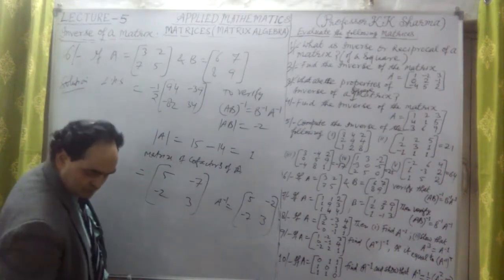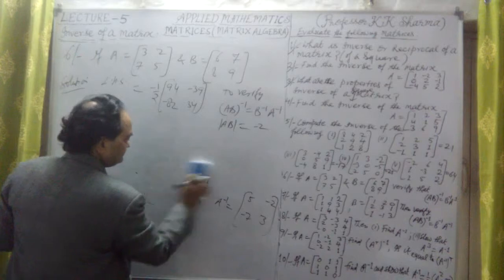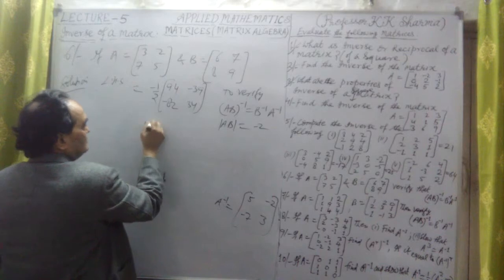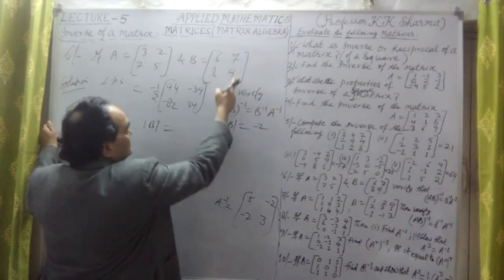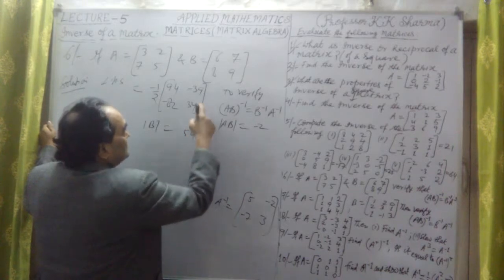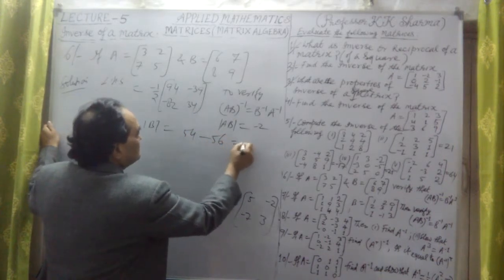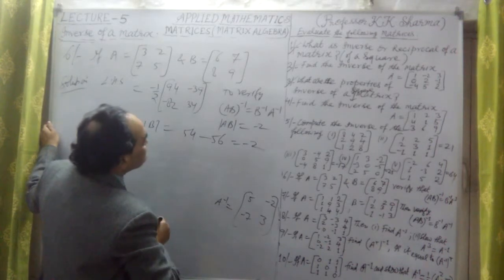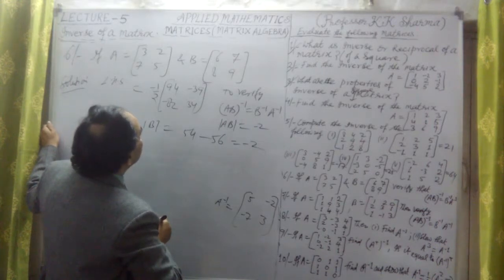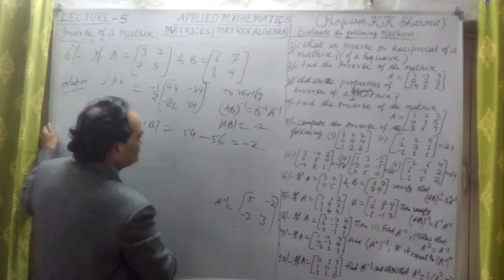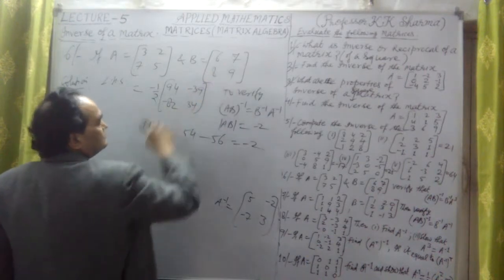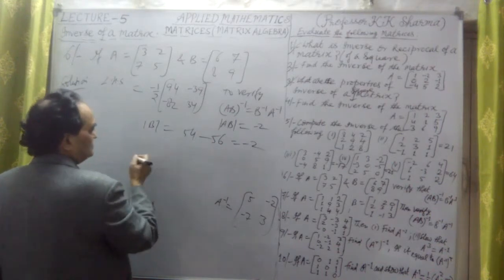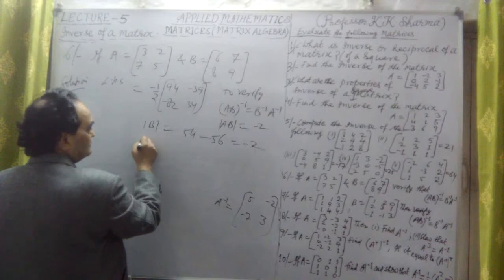Now we will calculate B inverse also. For B inverse, we have to find the determinant of B. It is 9 times 6, which is 54, minus 8 times 7, which is 56. It is minus 2. Okay, this is minus 2, no problem, because 9 times 6 is 54 and 8 times 7 is 56. 54 minus 56 is minus 2. Alright. Now the cofactors matrix.